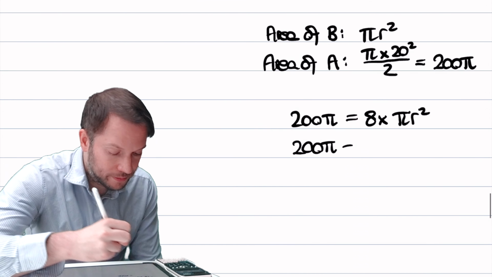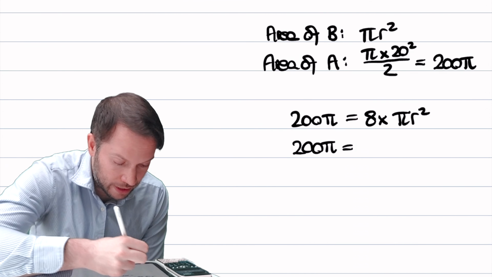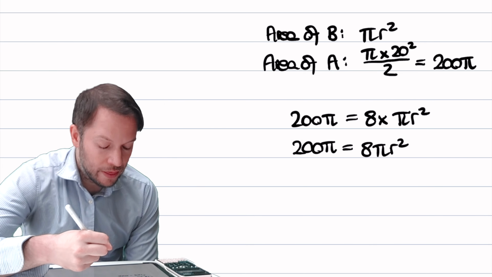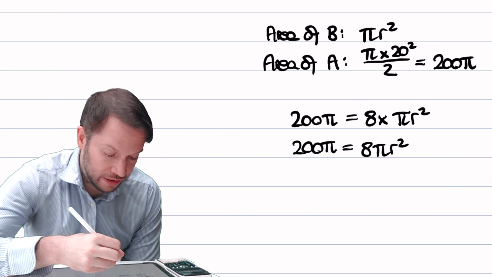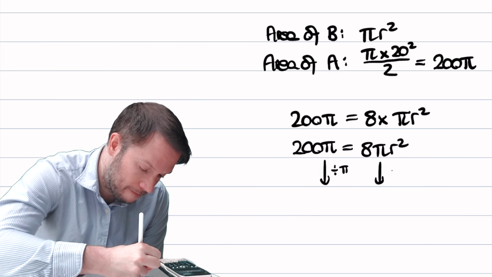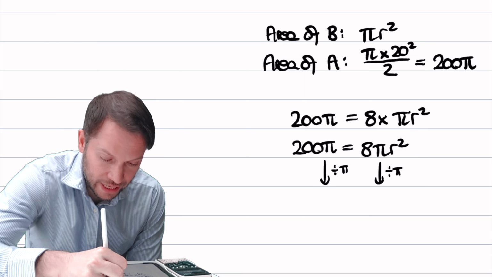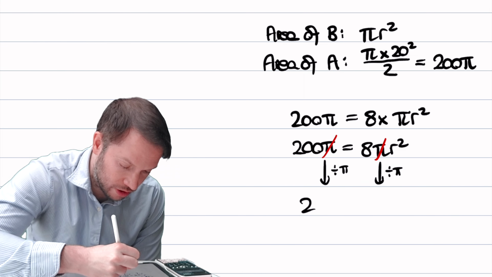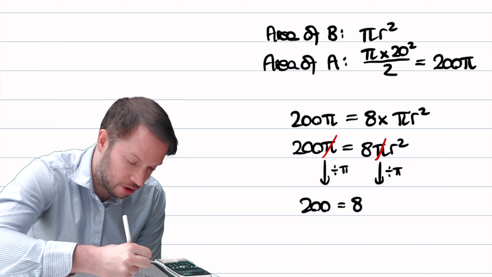So we could just write that as 8 pi r squared. We can put it all together. And then what could we divide both sides by? Well, we could divide both sides by pi. And that basically cancels these pi's. And we're left with 200 is equal to 8r squared.